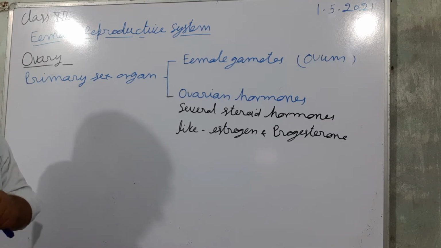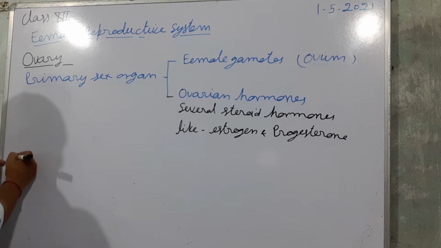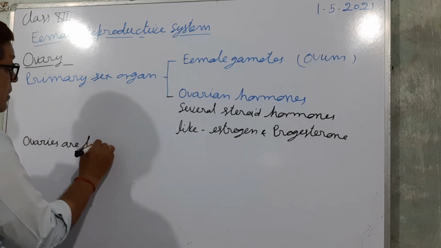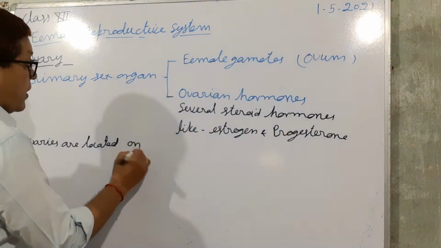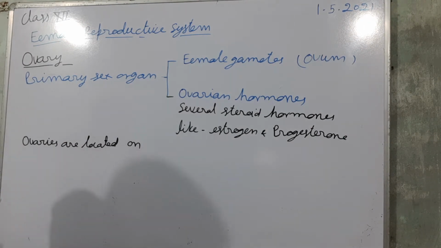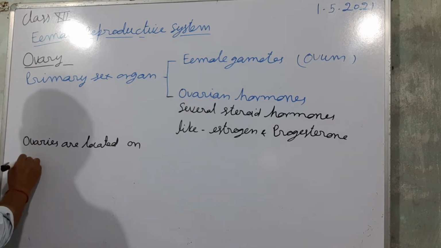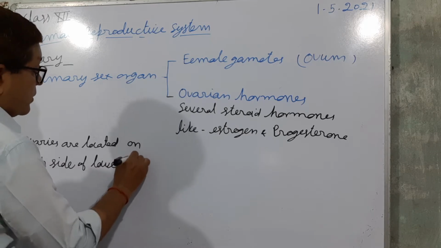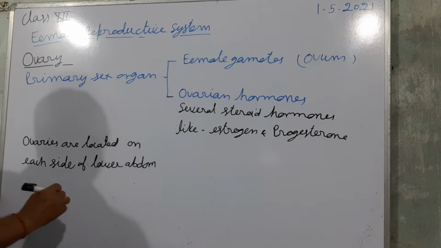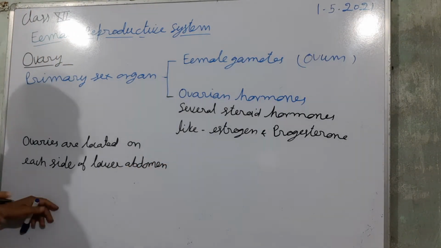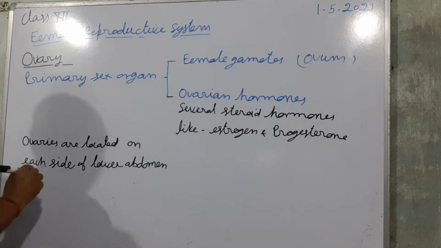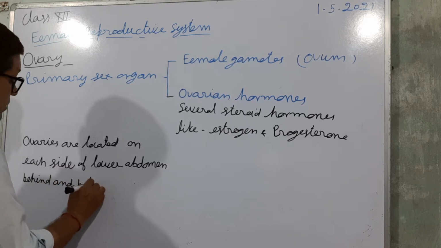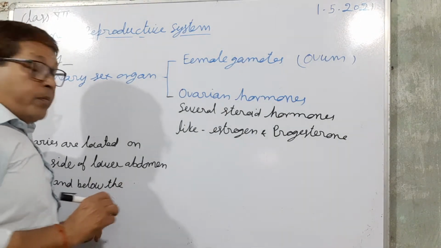Now, the location of the ovaries. Ovaries are located on either side of the lower abdomen, behind and below the fallopian tube or oviduct.